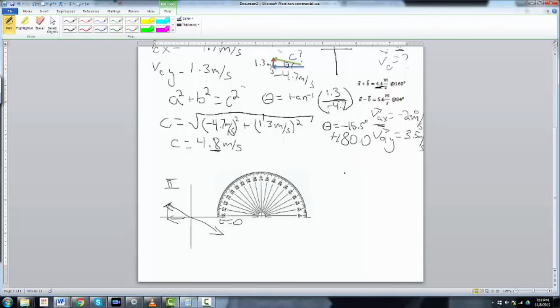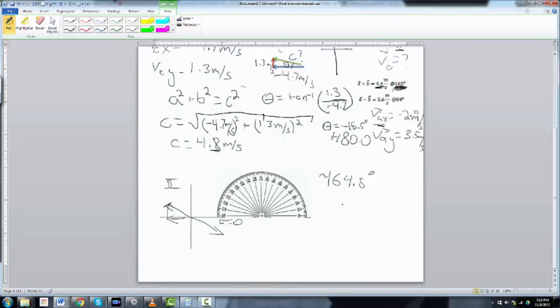So you add 180, and you get about 164.5 degrees. So we can say that 164, if we compare, hey, not bad, 160 degrees. They both line up pretty well.